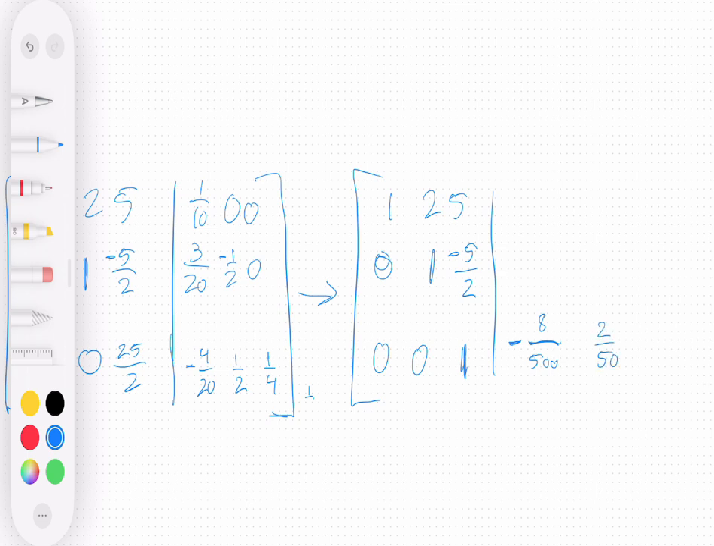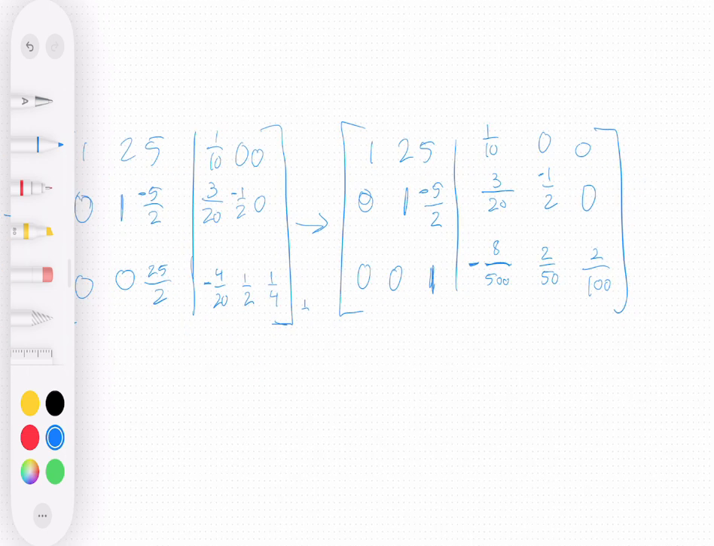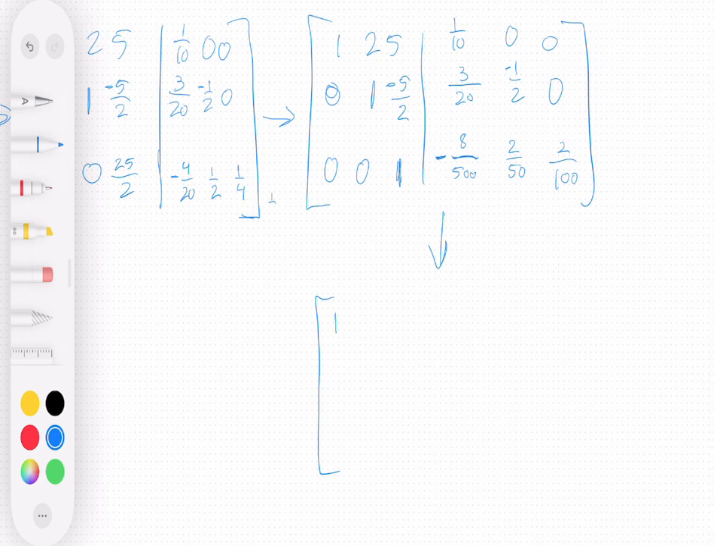2 over 50 and 2 over 100. Actually, for the sake of ease later on, I was going to put everything in terms of 500, but maybe I won't do that. Yep, now we have that, and let's go ahead and clear out that row.